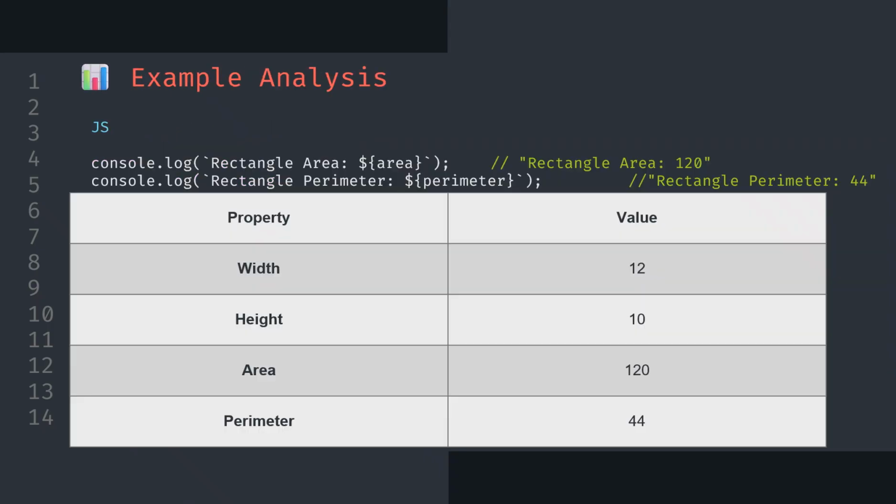With width 12 and height 10, the area comes out to be 120 square units. The perimeter, which is the full distance around the rectangle, is 44. You can change the values anytime and still get accurate results. Let's see where the structure comes in handy in real-world scenarios.